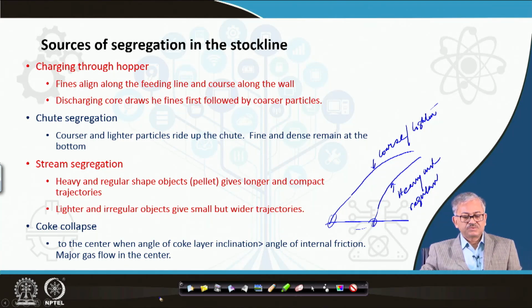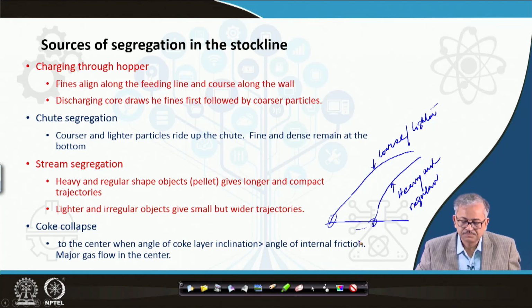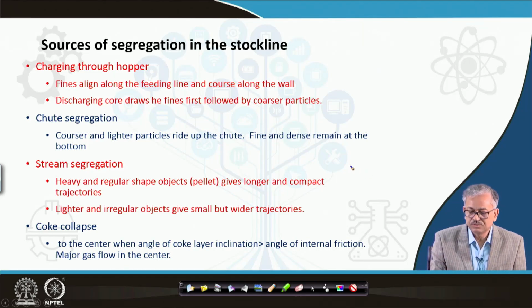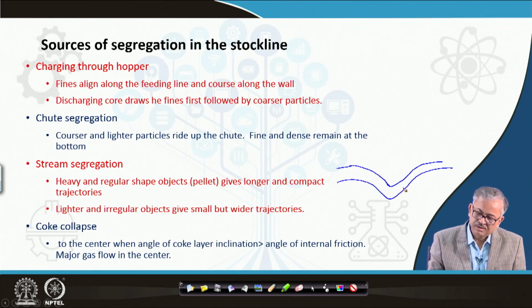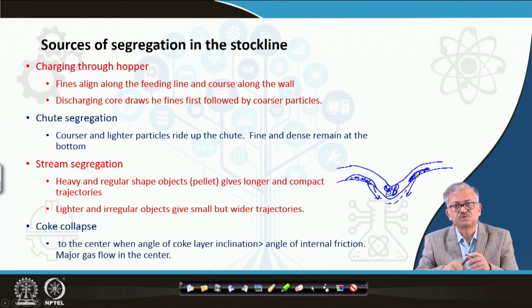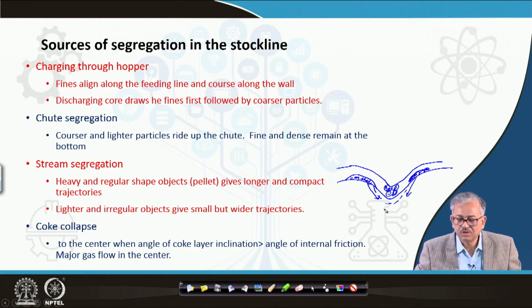And there is another kind of segregation, called the collapse. Sometimes something is called the coke collapse. What is coke collapse? You have a periphery like this, that is the M profile, whatever you draw. Suppose you have some amount of coke here, and here already coke is there, you have some amount of coke here also. So what happens, this coke can collapse also. This coke from here, sometimes the coke can collapse and come into the center region.